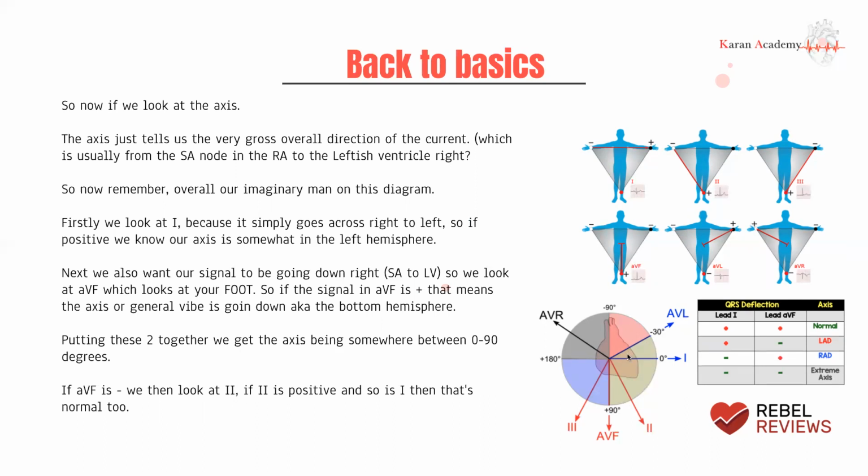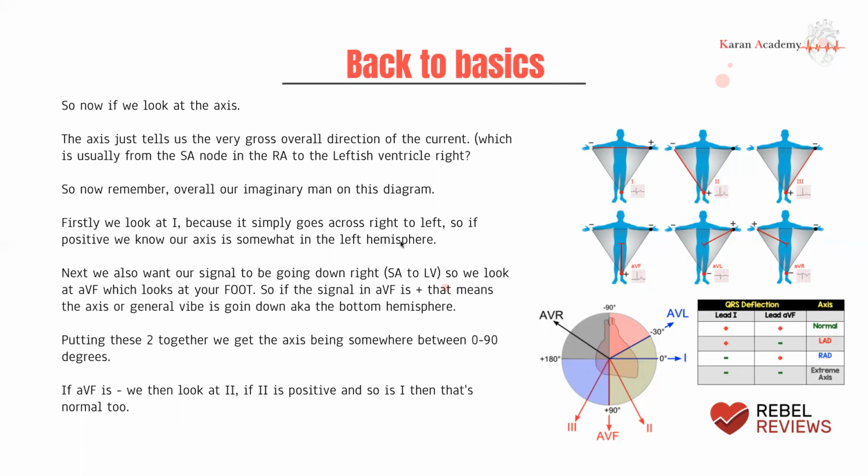In that case, the other lead we can look at would be the one perpendicular to it, which, if you remember, is going to be lead 2. Lead 2 is going this way, remember? So again, if lead 2 is positive, that means the axis is somewhere on this half. Combining that with a positive lead 1 would give us an axis somewhere here, and that's normal.